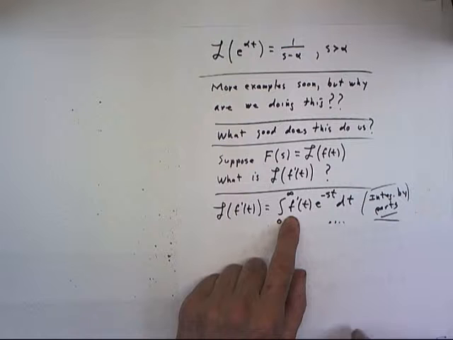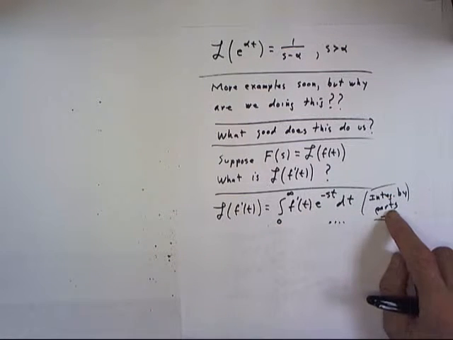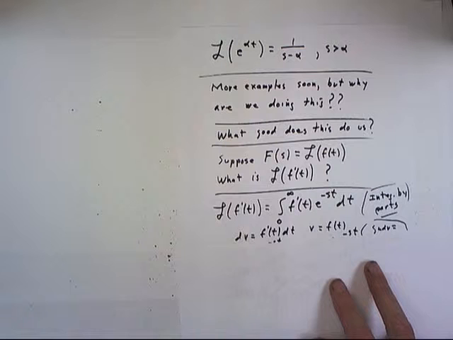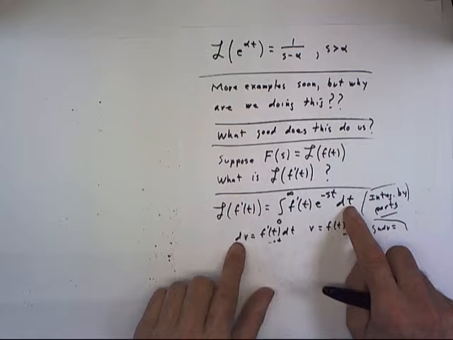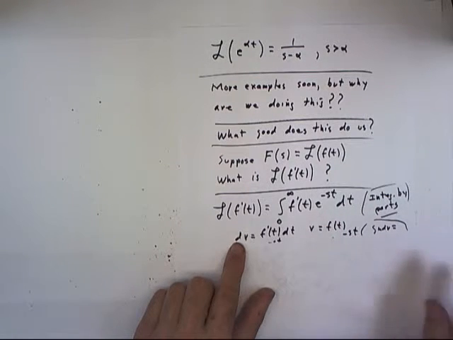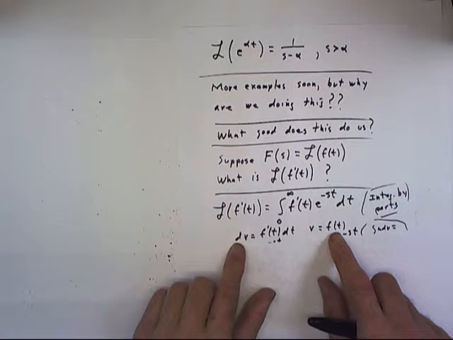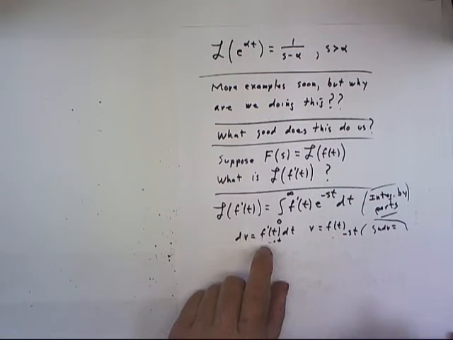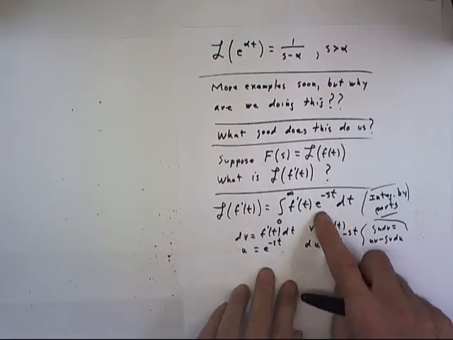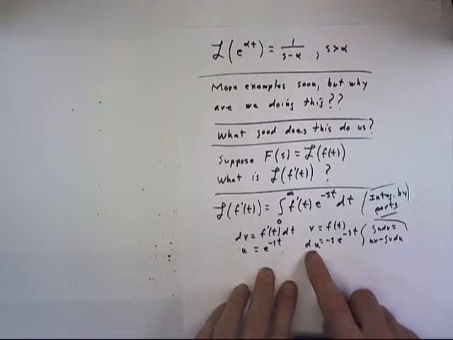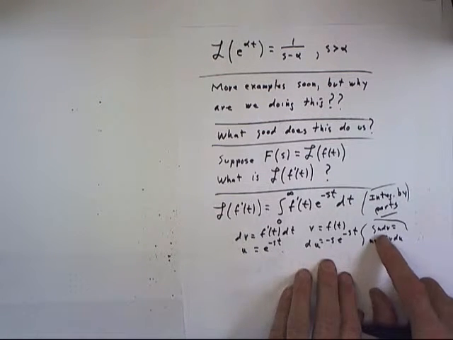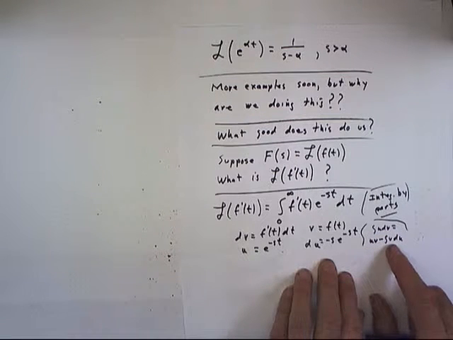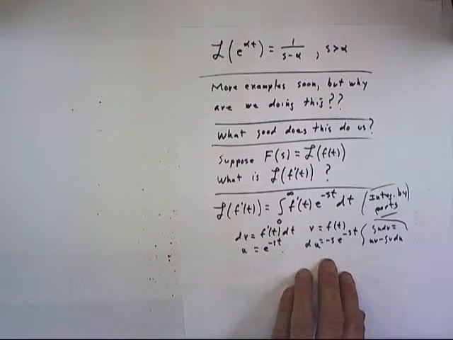But if we integrate f prime of t, we get back to f of t. So we're going to do an integration by parts, and we're going to let dv equal f prime of t dt, and that'll make v equal to f of t, because an antiderivative of f prime is f. And u will be the rest of it, which is just e to the negative st, and du is just negative s e to the negative st, a very simple derivative. Now integration by parts, remember, says the integral of u dv equals uv minus the integral of v du.